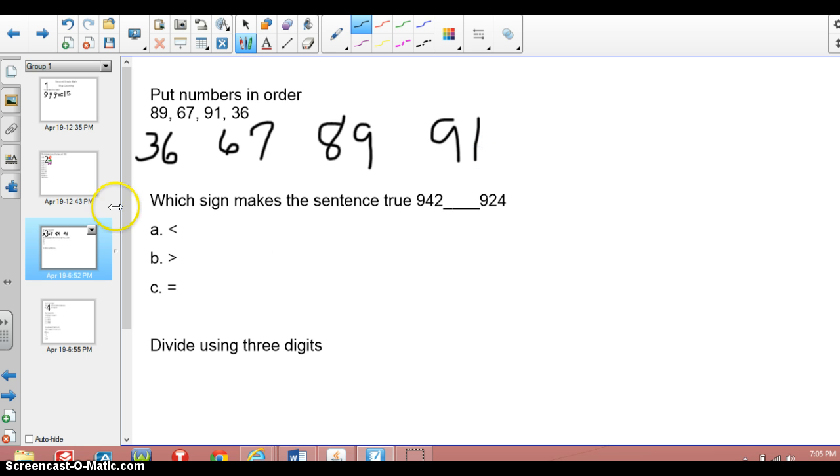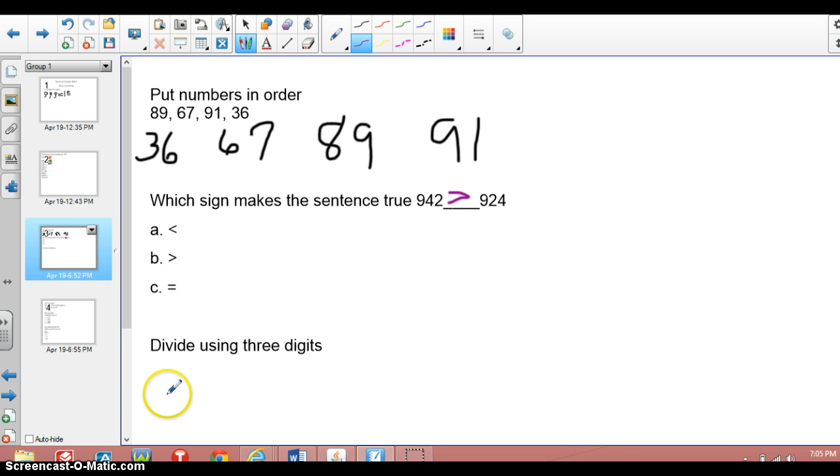Okay. Now for the next problem, which sign makes the sentence true? We have 942 and we have 924. It's either going to be less than, greater than, or equal to. And as we can see here, 942 is greater than 924.